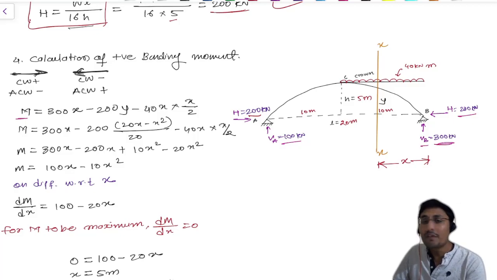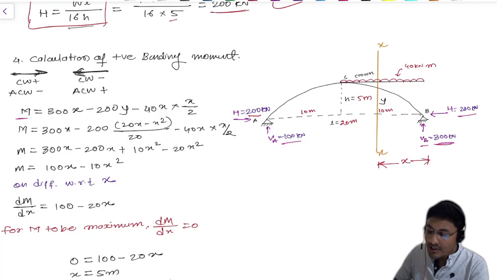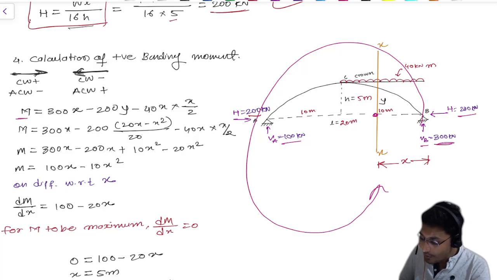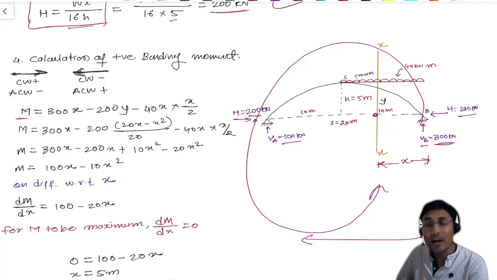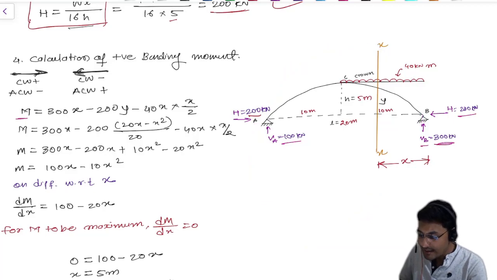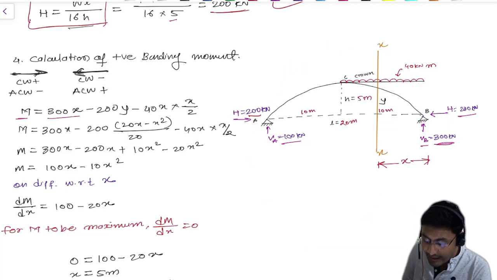So how will the moment be calculated? See, VB is going anti-clockwise along this point. From this point to this point, if I am moving, anti-clockwise is positive and clockwise is negative. So I am going to write here 300x.